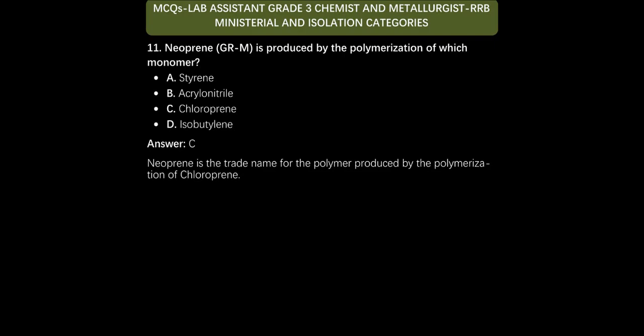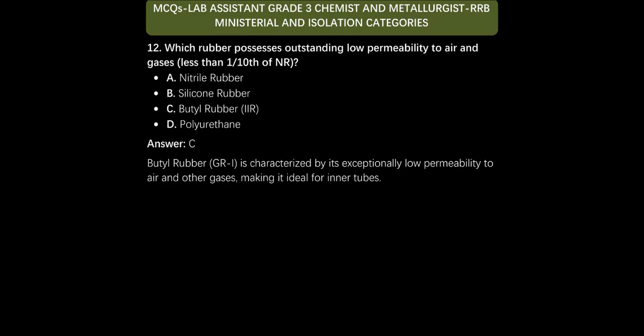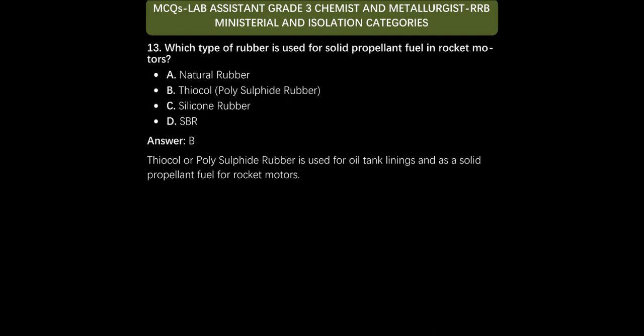Option C, chloroprene. Which rubber possesses outstanding low permeability to air and gases? Option C, butyl rubber. Which type of rubber is used for solid propellant fuel in rocket motors? Option B, polysulfide.